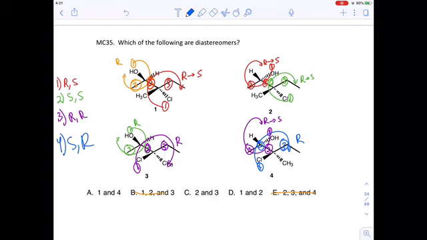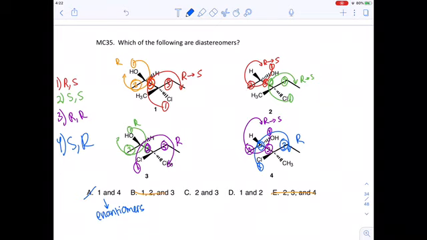Okay, now we can look at the answer choices and see if the ones that they give us are diastereomers. So A says 1 and 4. 1 is RS and 4 is SR. So in that case, both of the stereocenters changed, and these would actually be enantiomers.